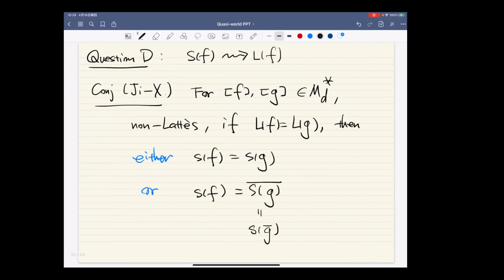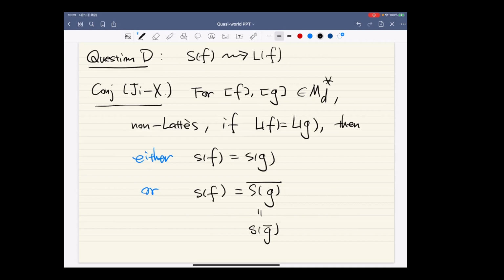Okay, and the last question is question D. Can we replace this multiplier spectrum with the length spectrum? Up here we think that the length spectrum only considers the norm of multipliers, so it contains less information. But our conjecture is that indeed the length spectrum and the multiplier spectrum have almost the same information.